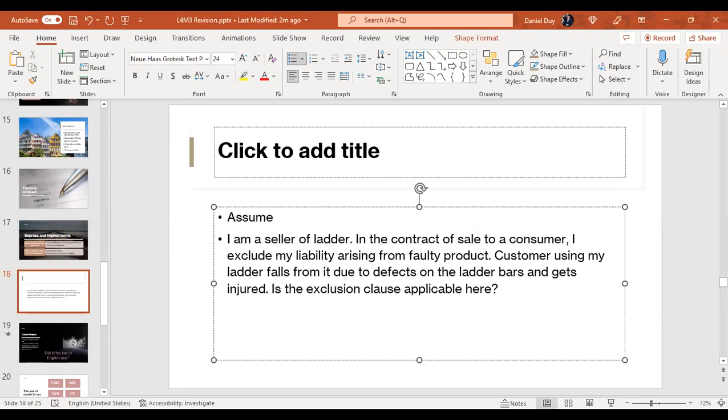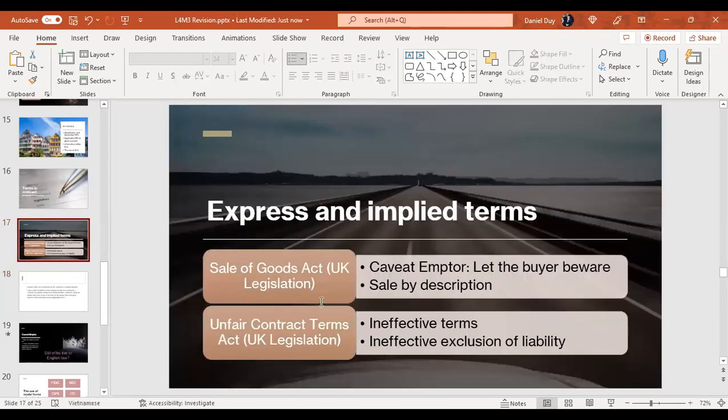Assume that I am a business in the UK, and also the consumer is a British national. Why do I have to have this condition? Because we are talking about English law, so I need to ascertain it by some other feature, by some details. And in the exam, there will be one or two questions on the Unfair Contract Terms Act in the UK.